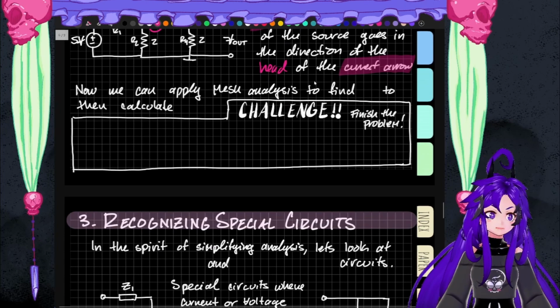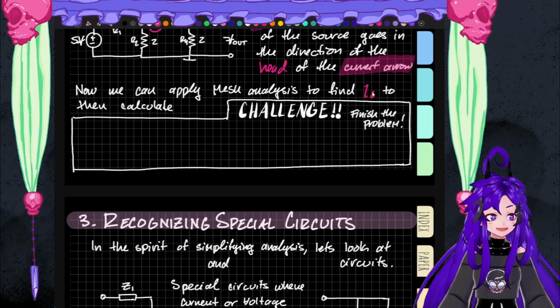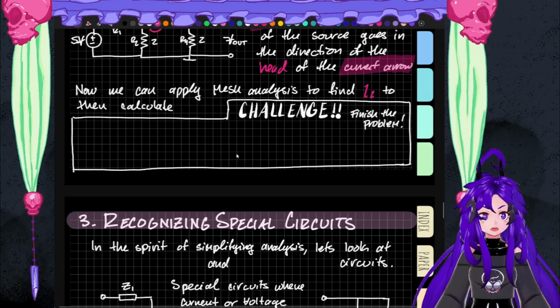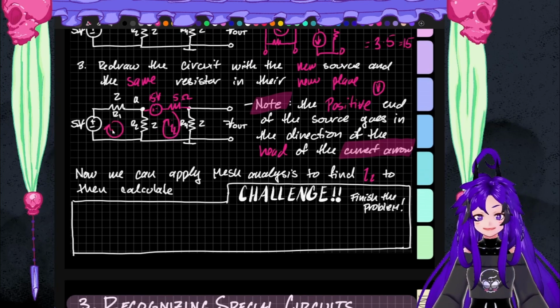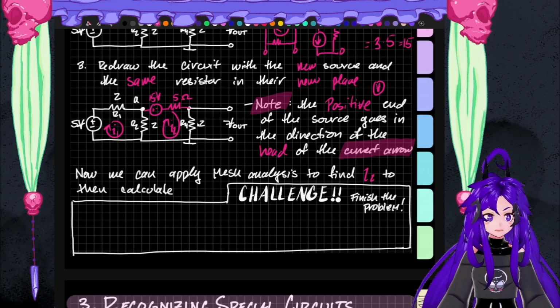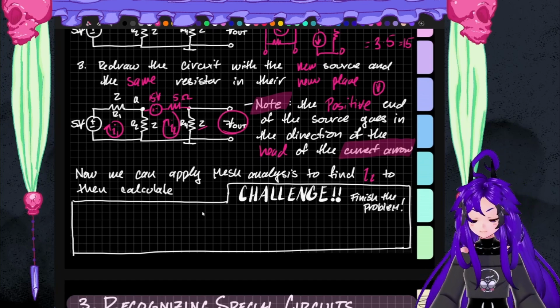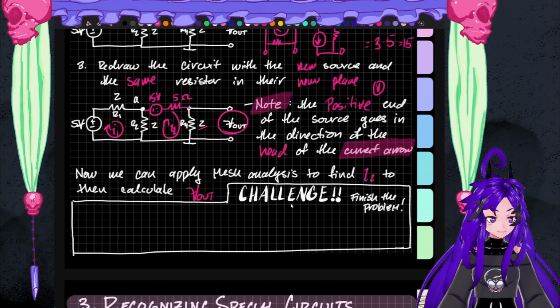So now we can just apply mesh analysis to find I2, right? Because all we need is I2. If we got I1 and I2, all we need is the second loop current, because we already have the resistance of this device, so we can just get V out that way. So, calculate V out. So, a challenge!